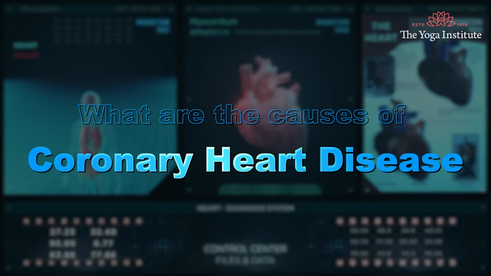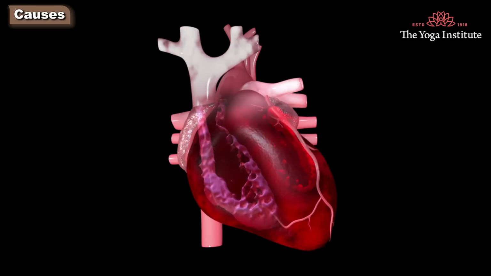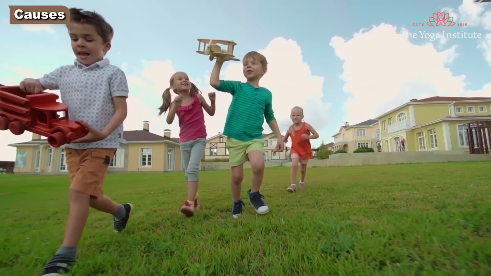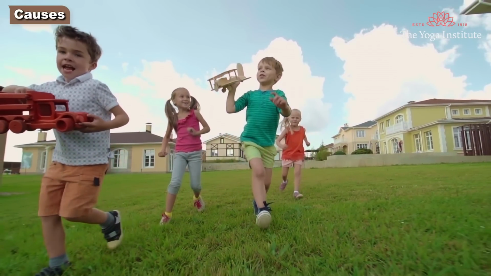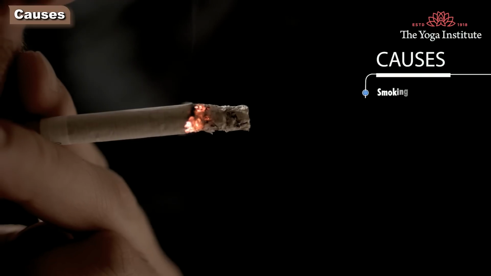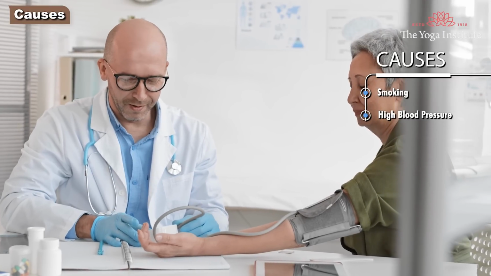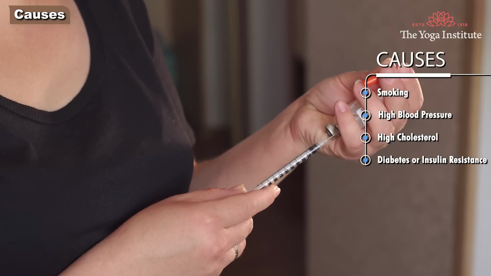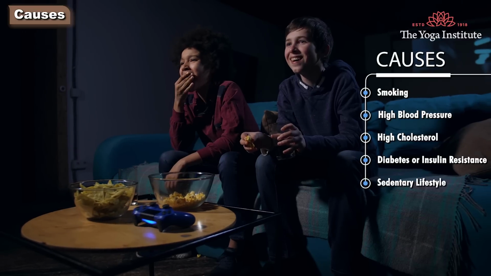Now, let's understand how this coronary heart disease is caused. Coronary artery disease is thought to begin with damage or injury to the inner layer of a coronary artery, sometimes as early as childhood. The damage can be caused by various factors, including if you are smoking a lot, or if you have a high blood pressure issue, or even a high cholesterol problem. Diabetes or insulin resistance also contribute to coronary problems. And one major factor in today's time is a sedentary lifestyle.